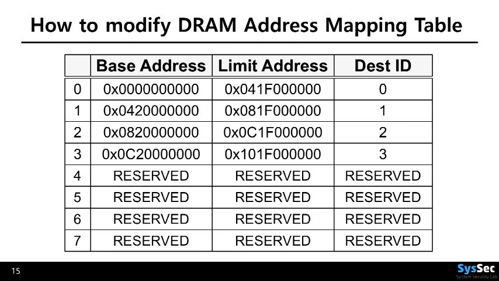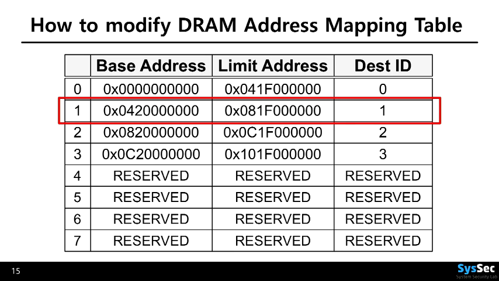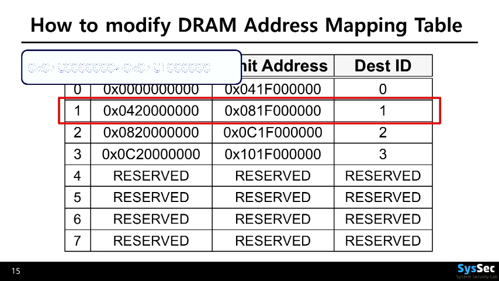But modifying the DRAM mapping table should be done carefully. Otherwise, it might cause system crashes. If an attacker is located in node 1 and he allocated the attack address region like this, and he wants to map this region to node 2, in this case, the attacker should create new entries one by one.